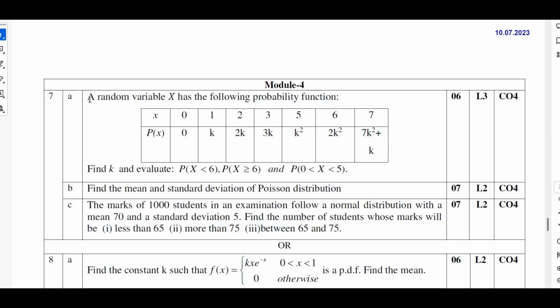So this is what we have. Again, there is a given set of data. It is a probability density function. We need to find the value of k. Afterwards, we need to find the probability of x less than 6, the probability of x greater than or equal to 6, and the probability of x lying between 0 and 5. So let us solve this problem.